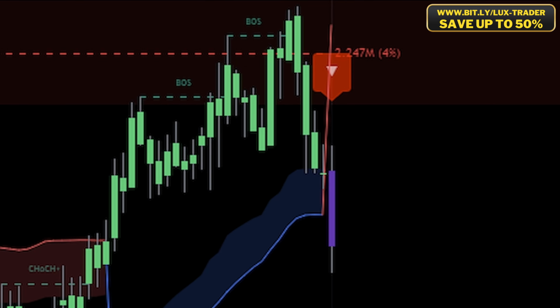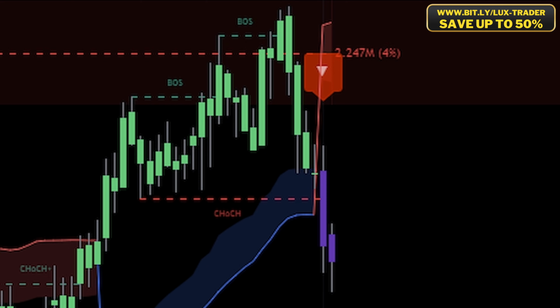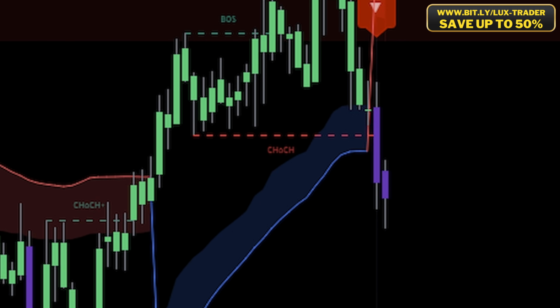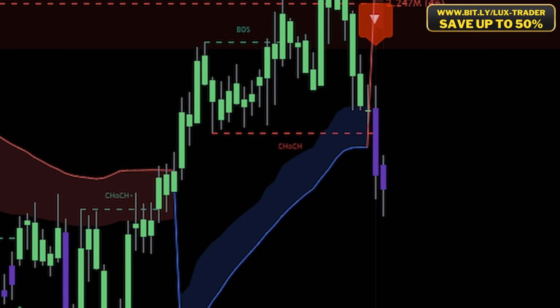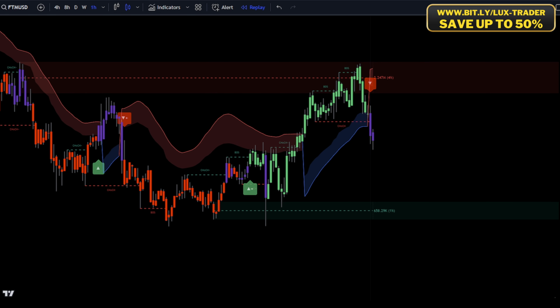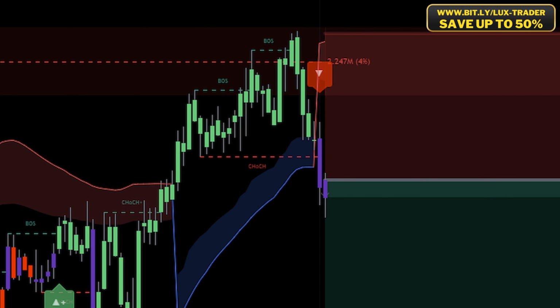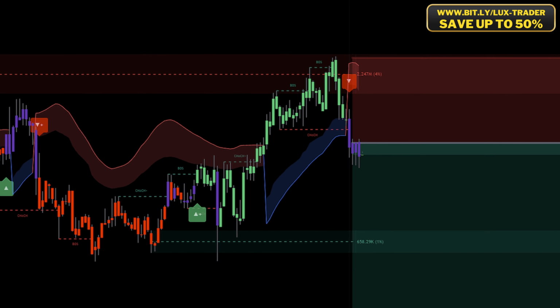Third, check that the smart trail is red colored. This indicates the trend is in your favor. And fourth, most crucially, wait for a bearish market structure label before entering a sell trade. This confirms a potential trend reversal. If all these conditions are met, enter a sell trade. For the stop loss, use the smart trail, the order block, or the most recent swing high.